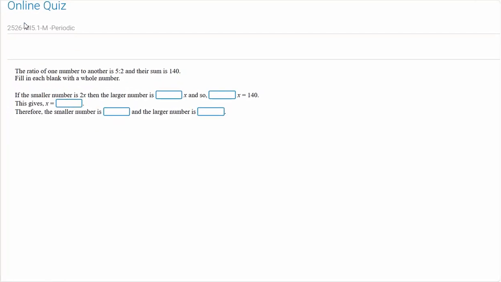The ratio of one number to another is 5 to 2 and their sum is 140. Remember, what are they hinting towards now? 140. And what is the ratio of one number to the other? 5 to 2. If the smaller number is 2x, okay, smaller number is 2x. How did they get 2x? What do they mean by 2x? 5, they multiplied by something. They multiplied by x, plus 2, they multiplied by x. So their sum, 5 plus 2 is what? 7, was also multiplied by x.